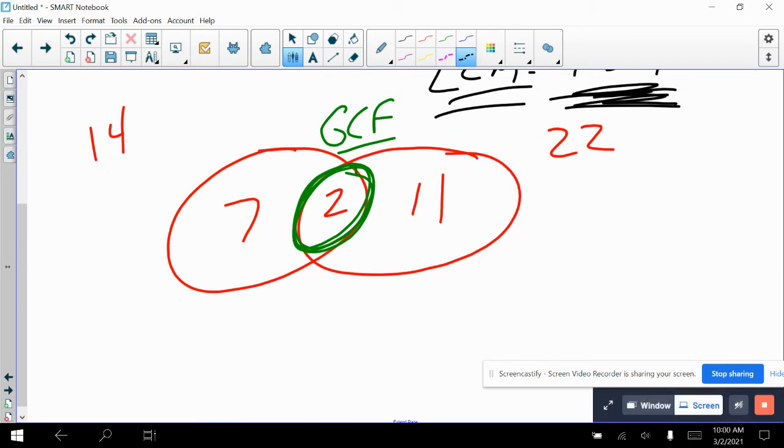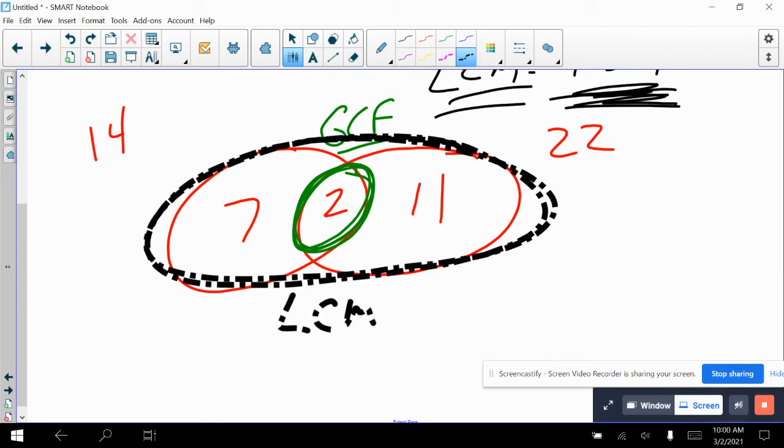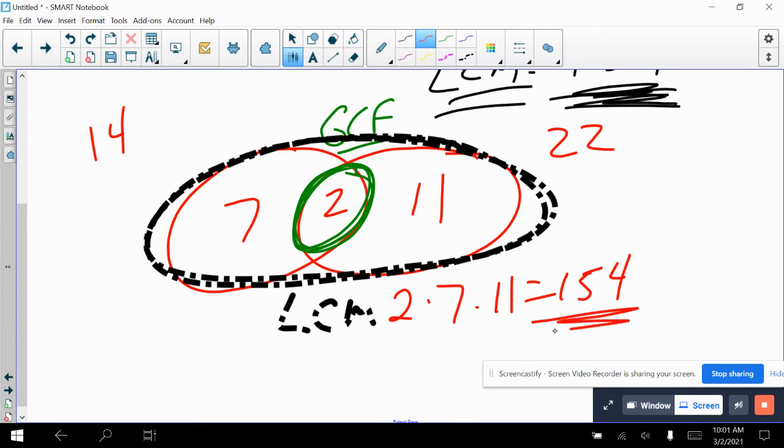To get the LCM, you take it all. 2 times 7 times 11 gives me 154. Making sense? Yes?